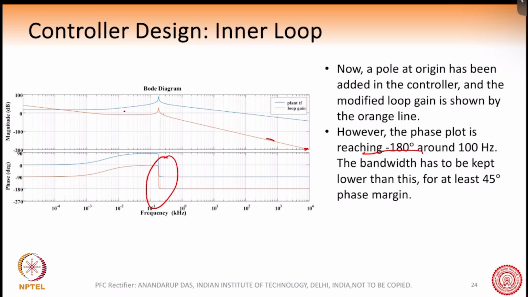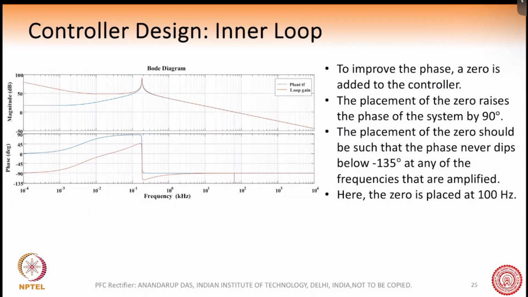So one tweak we have done: by putting a pole at origin, we have increased the gain at DC. That thing we have done, but now we will tweak the phase plot. To improve this phase, we will add a zero. Now, if you place a zero, the zero will raise the phase of the system by 90 degrees.